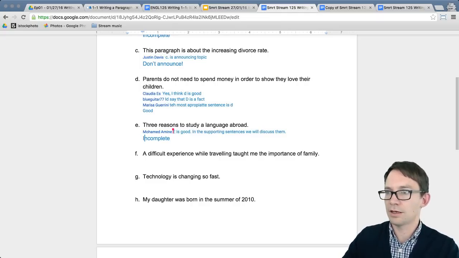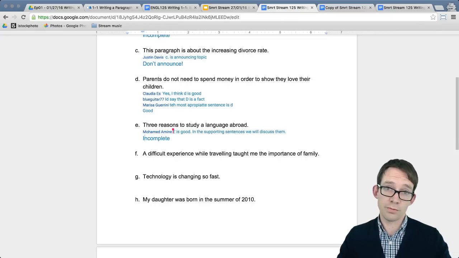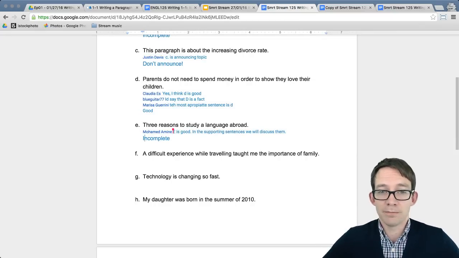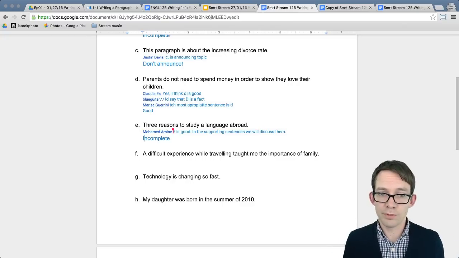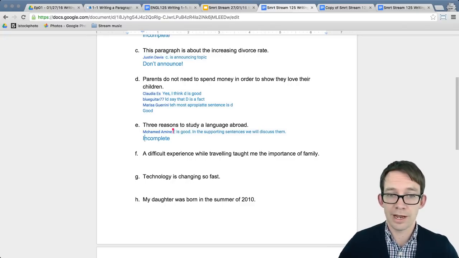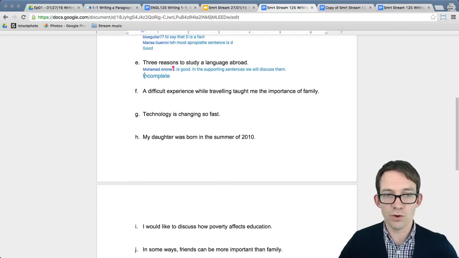And I think it's incomplete because there's no verb there, right? It's missing a verb. Three reasons to study a language abroad. Good topic, but there's no verb, and every sentence needs a verb in order to be complete. So we're gonna have to fix that one up. All right, and we've got a few more.